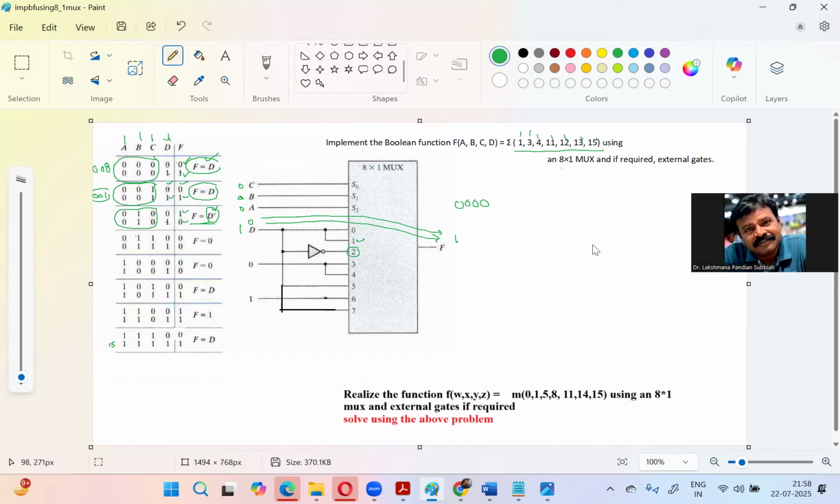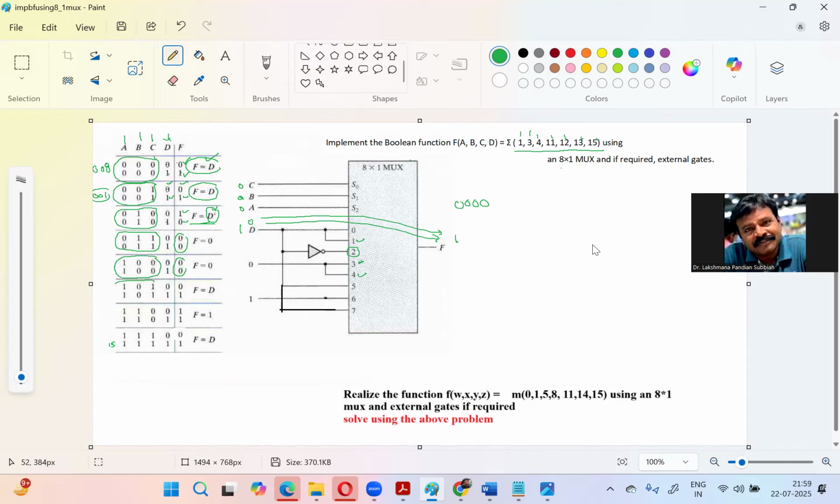Then next, for 3 as the selection line, the output is 0 for both values of D, so we can directly connect it to 0. At selection 3, the input is 0. Next, for selection line 4, if D is 0, F is 0, and if D equal to 1, F is also 0. So for both cases it is 0, so you can directly connect it to the 0 line.